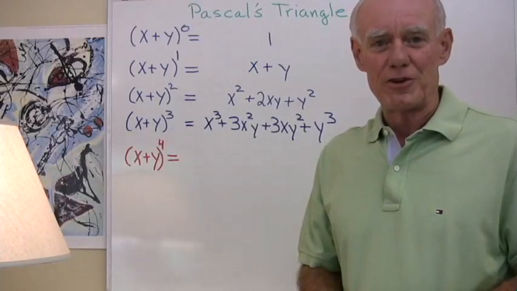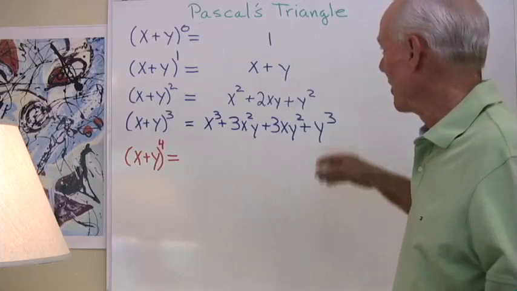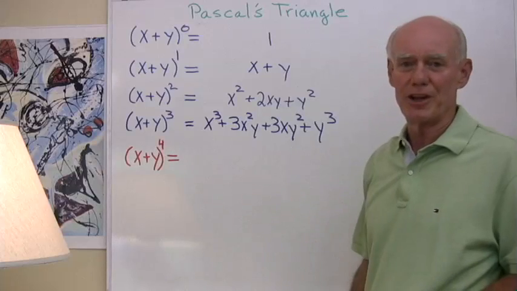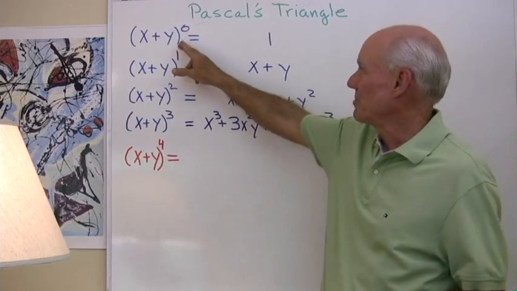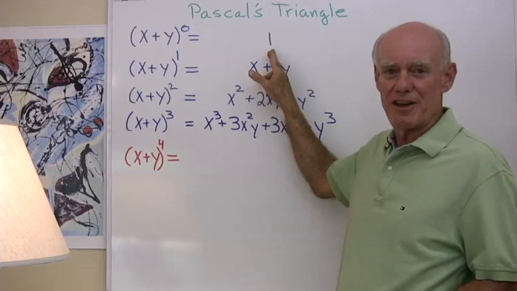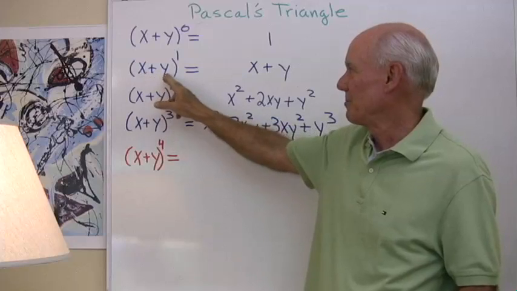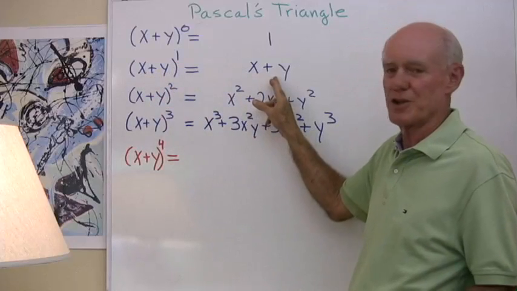Okay, I want to derive for you something called Pascal's triangle, and we're going to do it by looking at these different powers of the binomial x plus y. So x plus y to the 0 is by definition 1. So all we do is accept that. It's a definition. x plus y to the first power is x plus y.